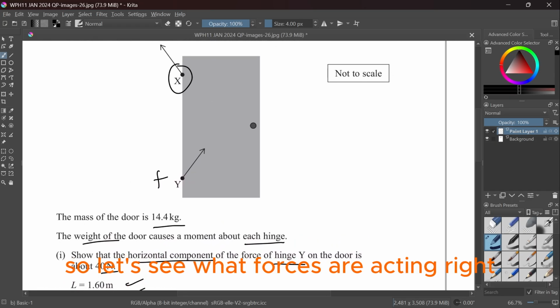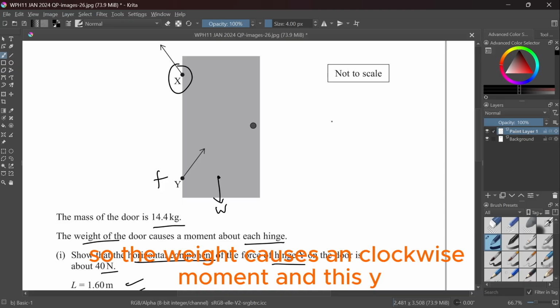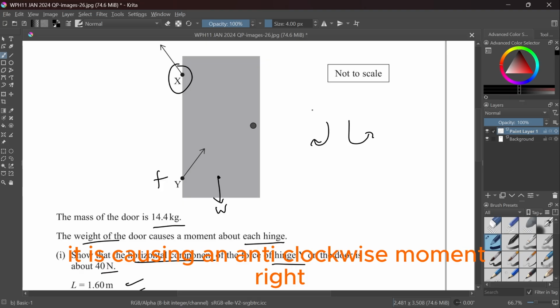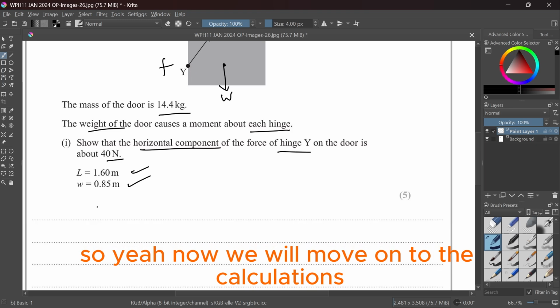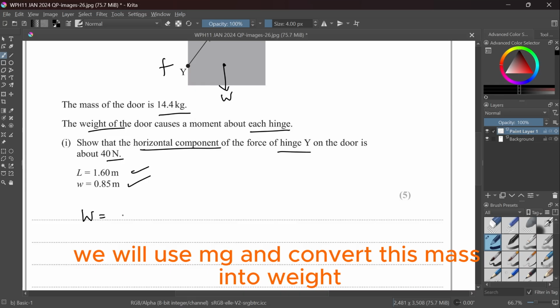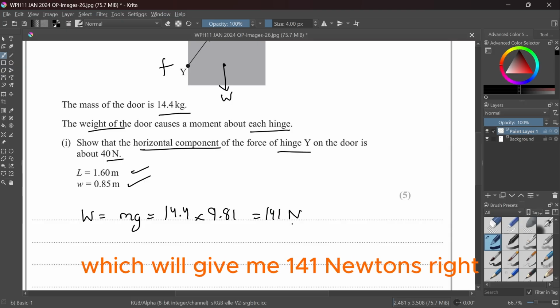So let's see what forces are acting, right? One is the Y force and the other one is the weight, right? So the weight causes a clockwise moment, and this Y, as you can see from the direction, is causing an anti-clockwise moment, right? So this is weight and this is Y, right? So yeah, now we will move on to the calculations. So to get weight, we will use mg and convert this mass into weight. So it's 14.4 times 9.81, which will give me 141 newtons, right?